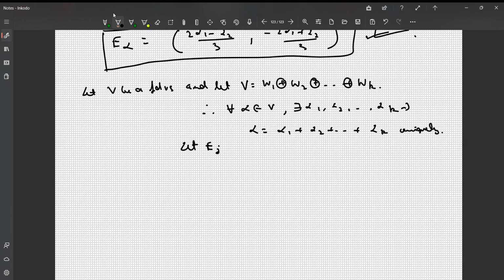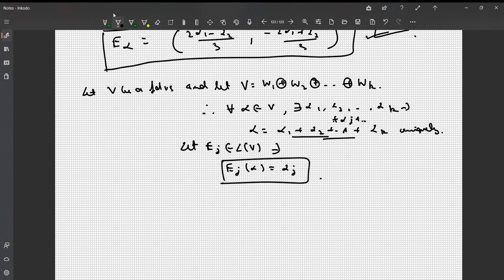So let Ej be a linear operator on V such that Ej maps alpha to its jth component. We had obviously talked about this fact that if you have a direct sum decomposition, then you can think of alpha as some k tuple of elements, alpha 1, alpha 2 till alpha k. So we can think of each of these alpha j's to be components of alpha, sort of. So what does this operator do? Ej of alpha gives us alpha j, which is an element from Wj.